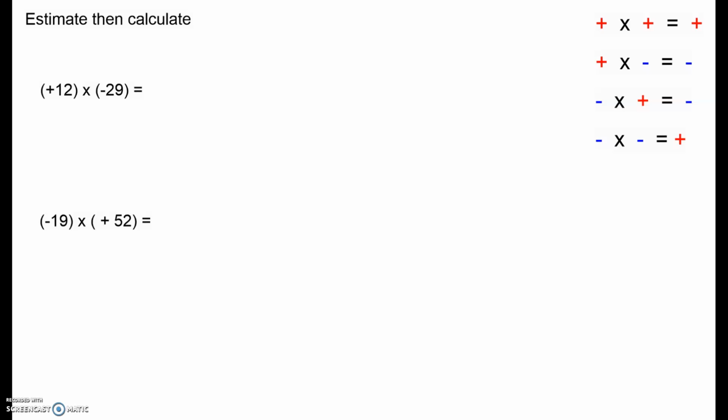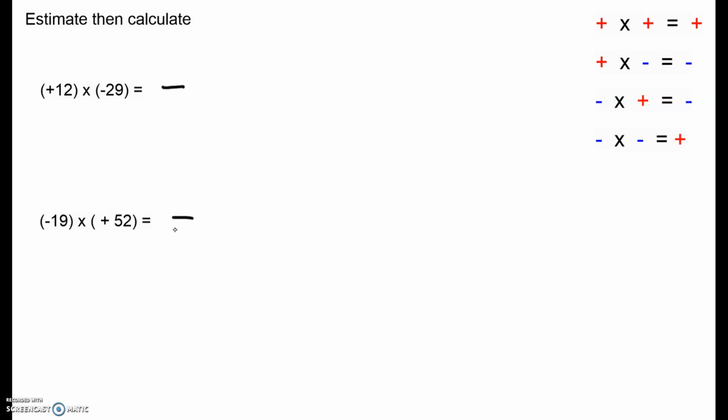Here it's asking us to estimate and then calculate. So let's practice estimation. When we estimate multiplying integers, we want to look at their signs for sure. And you can look at the signs of these 2 products and know this final sign. The first example has a positive times a negative. Those are different signs, so our answer will be negative. The second example has also different signs, a negative times a positive, so our answer will be negative.